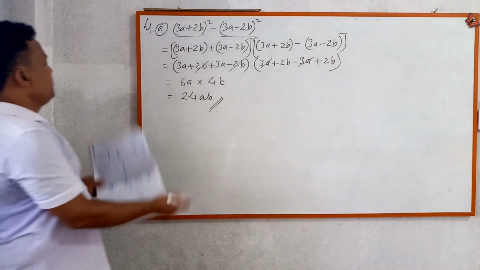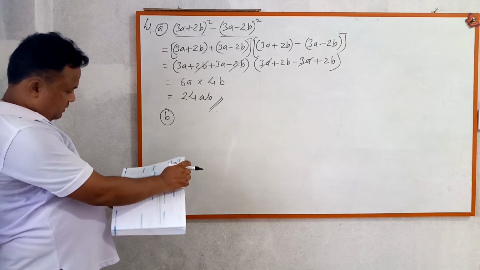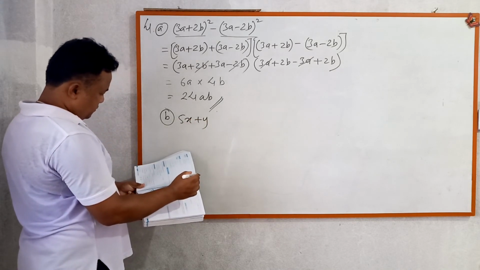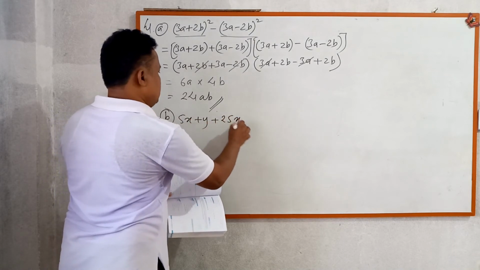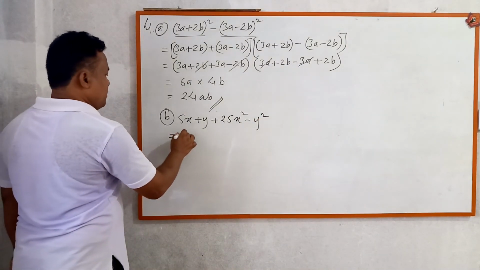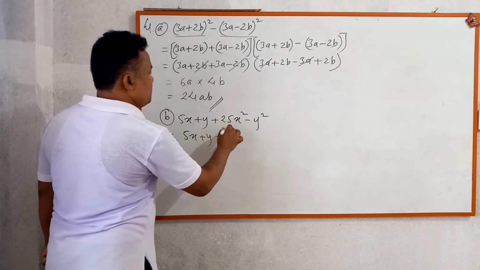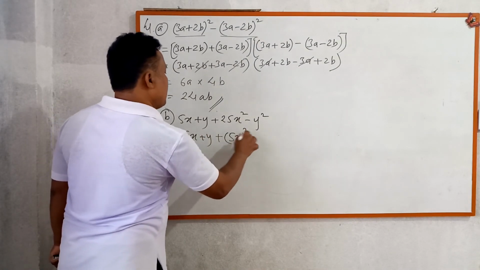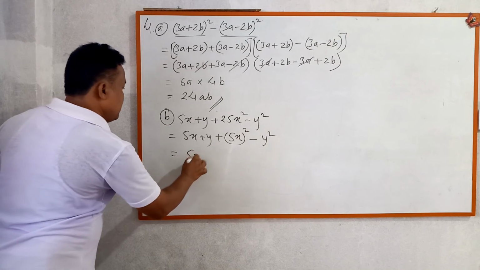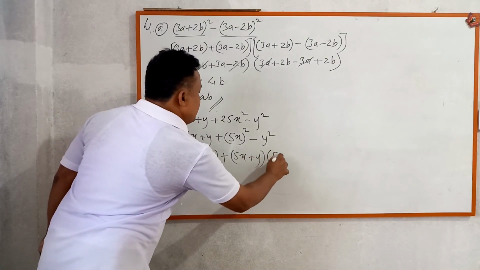Okay, look at b number also over here. 4b: (5x plus y) squared plus 25x square minus y square. And this equals 5x plus y, a single term, and this 25x square can be written as (5x) whole square minus y square, which is in the form of a square minus b square, so this can be written as (a plus b)(a minus b). 5x plus y is here, you can give a bracket also, plus (5x plus y)(5x minus y).